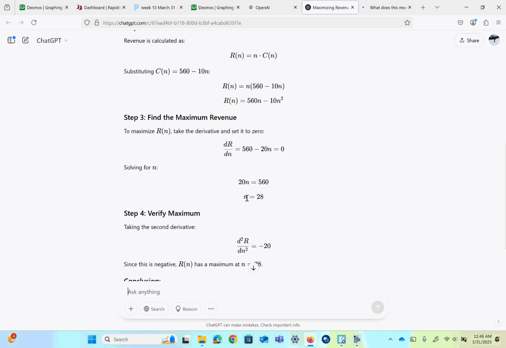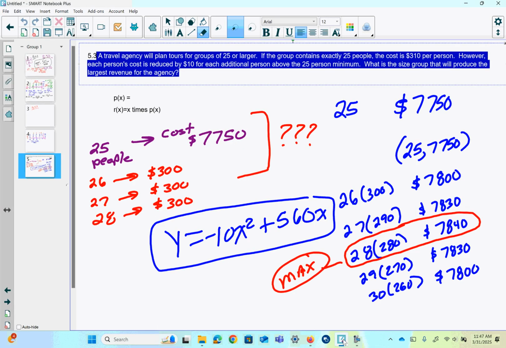Maximizing the revenue, if we had 28 people, because if you solve, you do this, you set the derivative equal to 0. Remember, when you set the derivative equal to 0, you're actually finding where the slope is equal to 0, and this was a parabola that opened downward. You're talking about a maximum value. So at 28 people, and is that what we had said? At 28 people, we did maximize our thing.